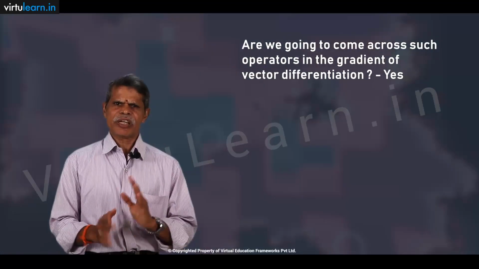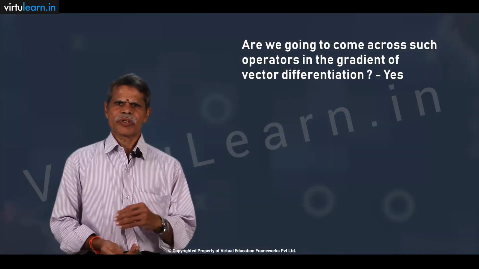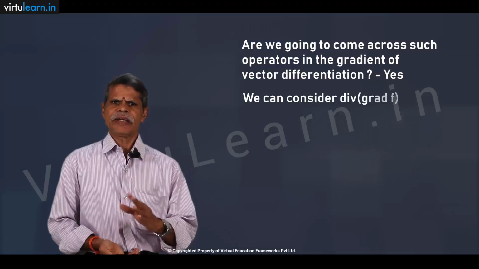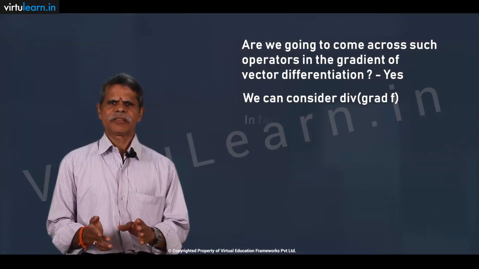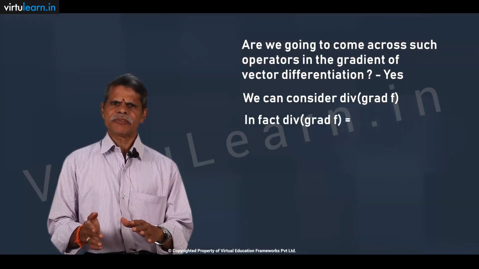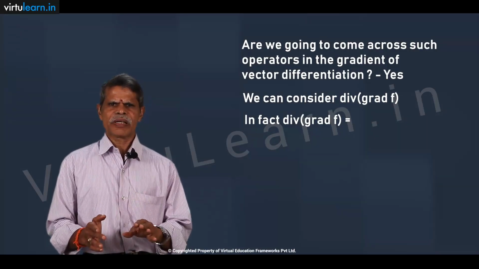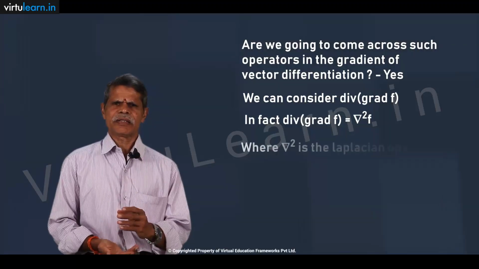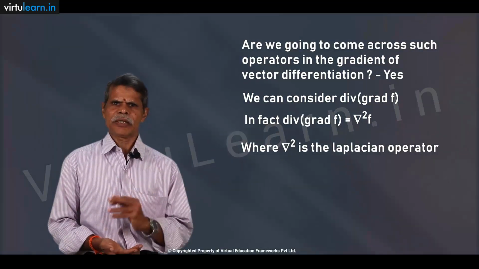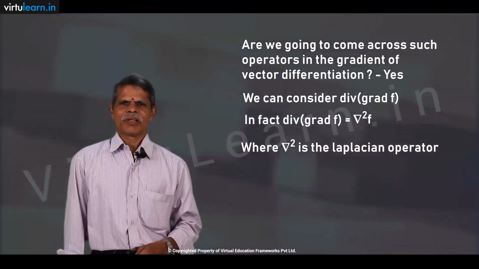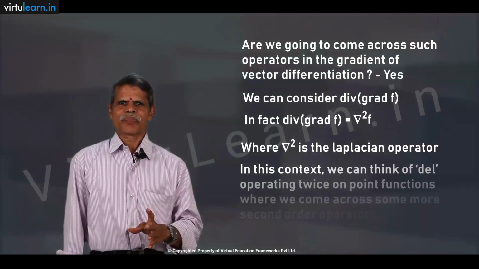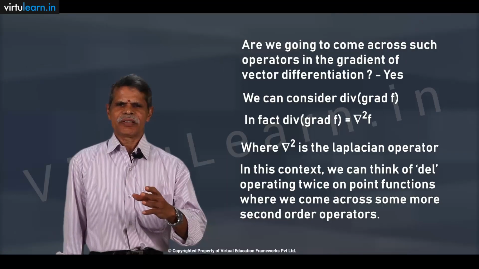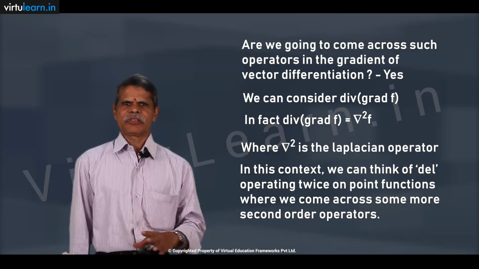Yes, we come across them. Can we know where? If you consider divergence of gradient of f. In fact, divergence of gradient of a scalar function f is equal to del square f. What is del square here? It is the Laplacian operator. In this context, we can think of del operating twice on point functions.